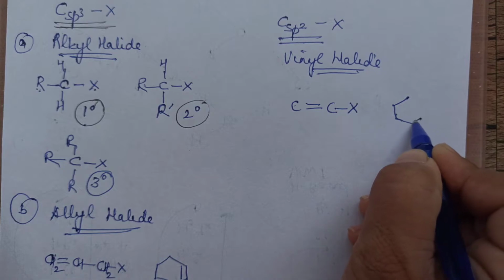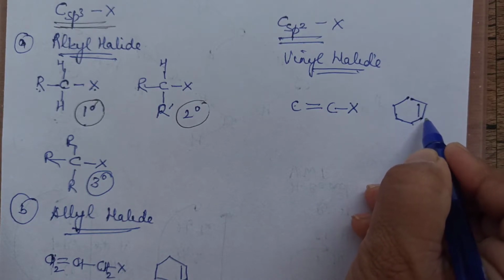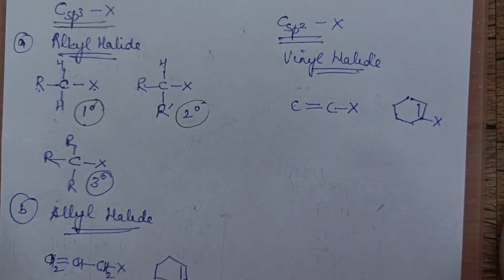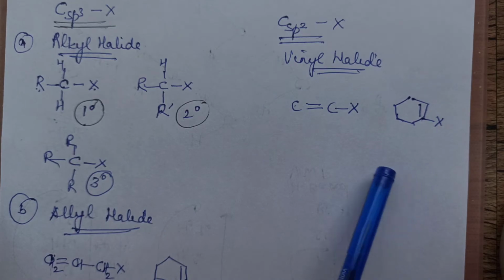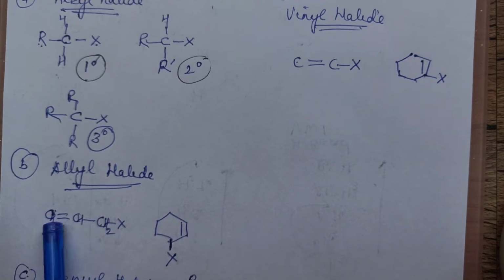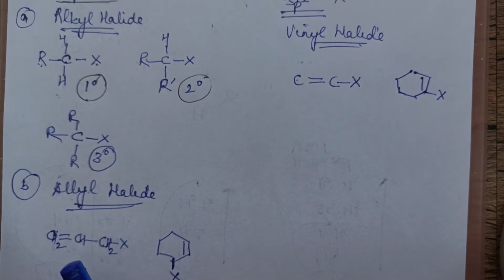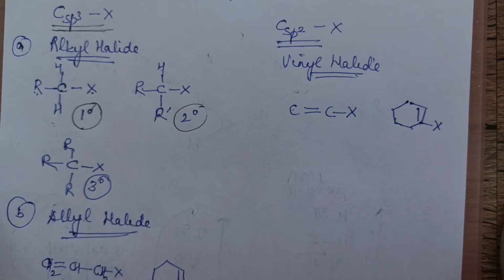We take, say, a ring. There is a double bond, so these two carbons contain the double bond. Halogen is also present here. This is also vinyl. So what is the difference between the two? In allyl, what was there? Allyl was the carbon containing halogen, and the next two carbons contain the double bond. Here the carbon which has the double bond itself has halogen.